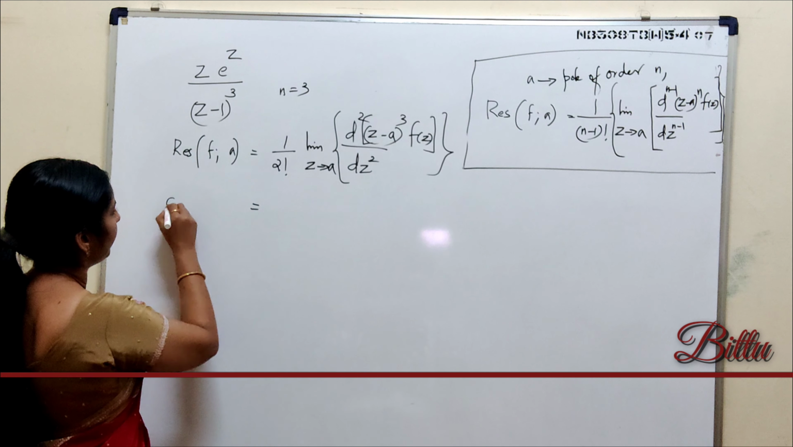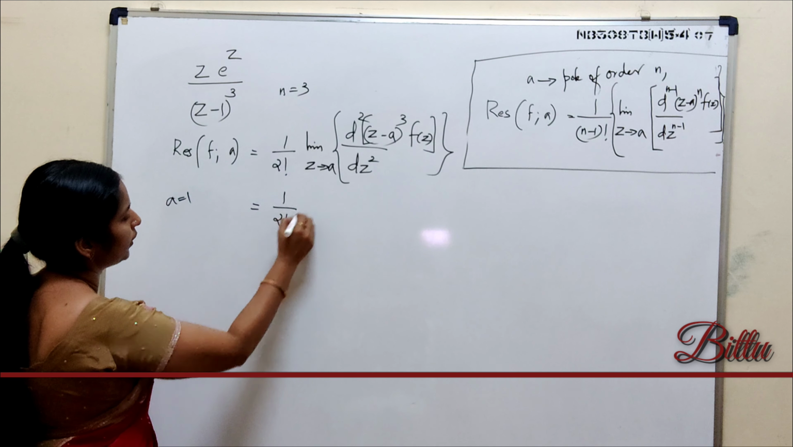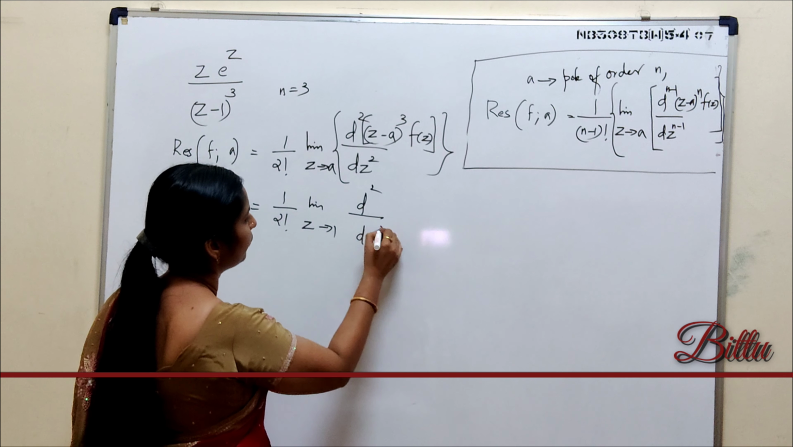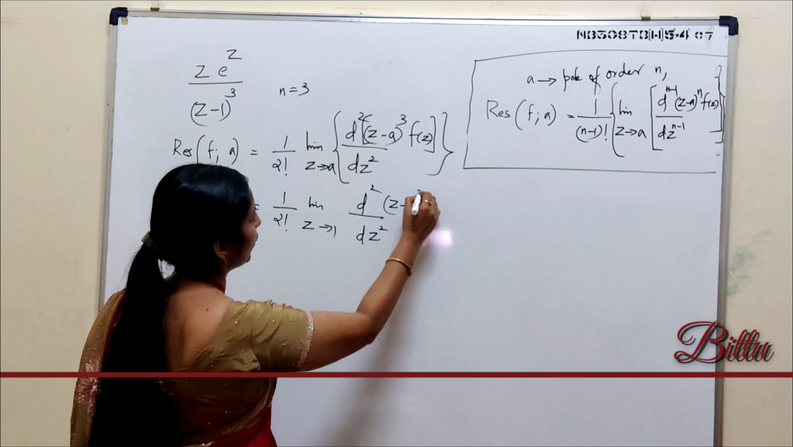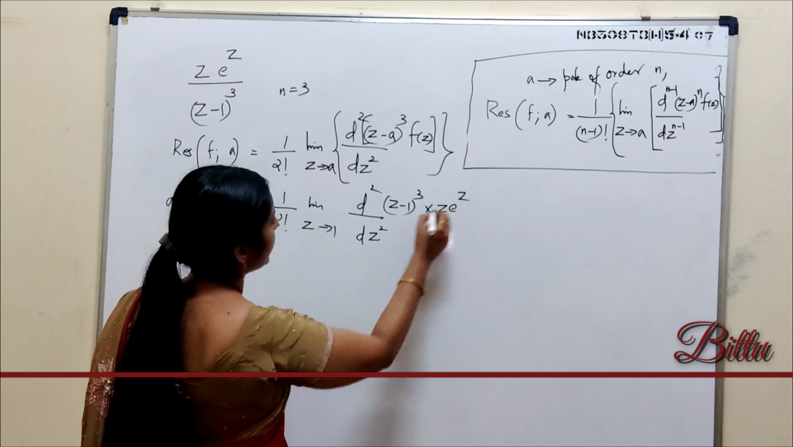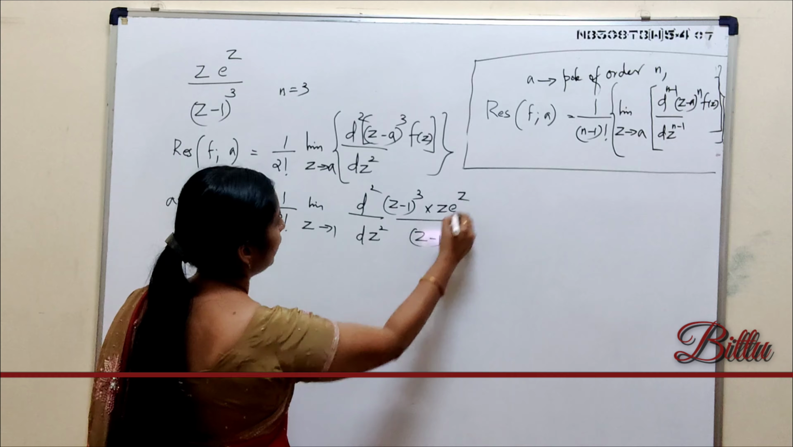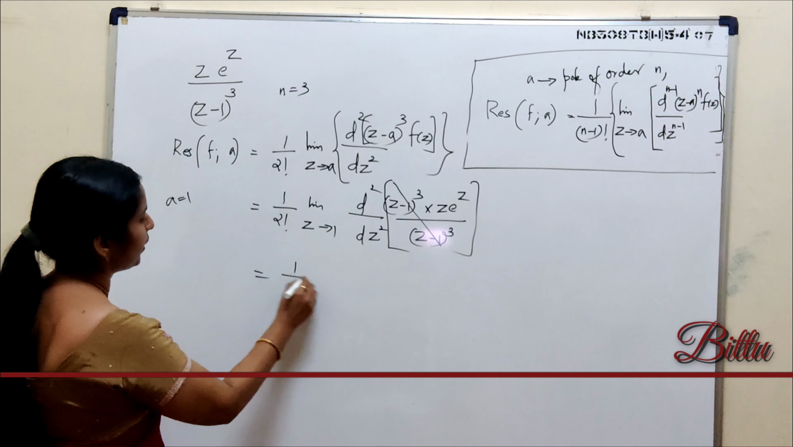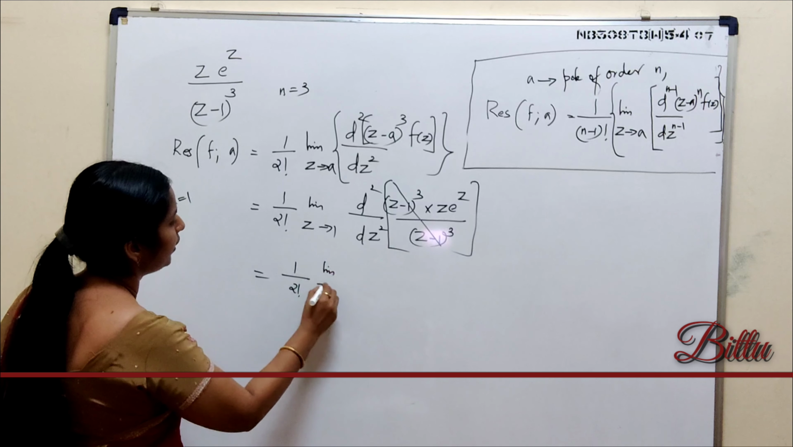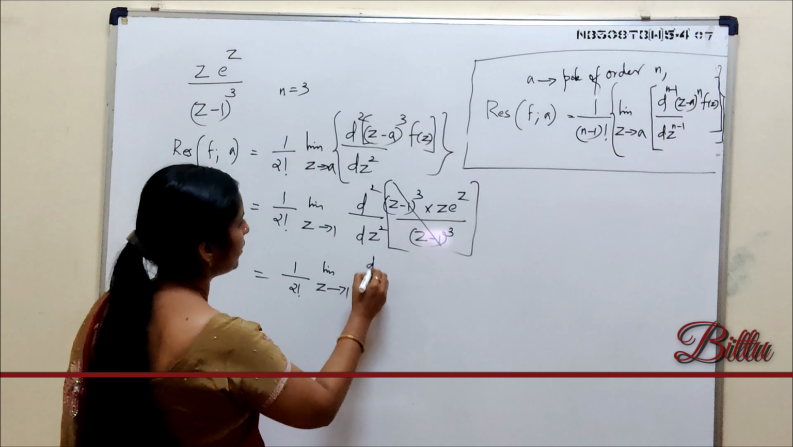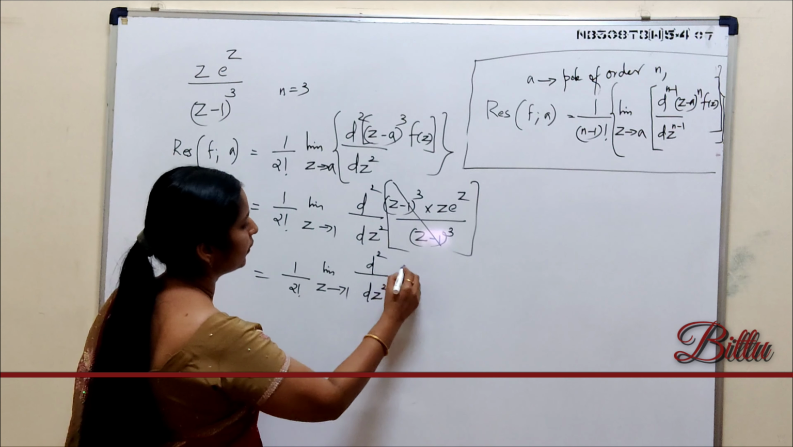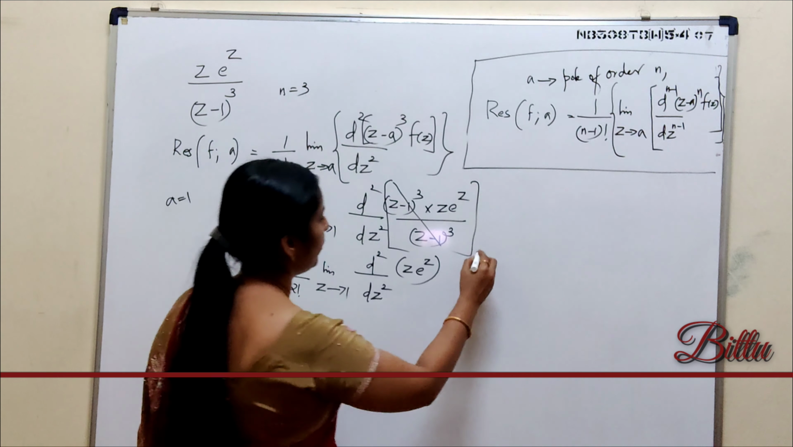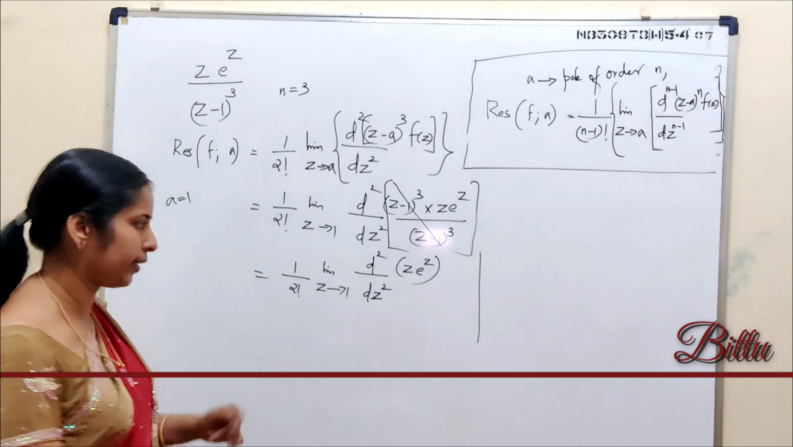Here a is equal to 1. So 1 by 2 factorial, limit z tends to 1, second derivative of (z minus 1) the whole cube, f of z is z e raised to z by (z minus 1) the whole cube. You make the simplification here. So it is 1 by 2 factorial, limit z tends to 1, second derivative of z e raised to z. So you differentiate z e raised to z twice.